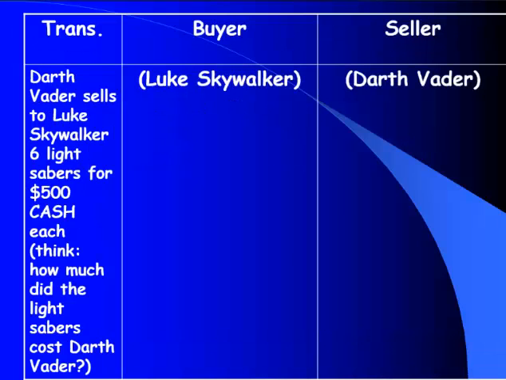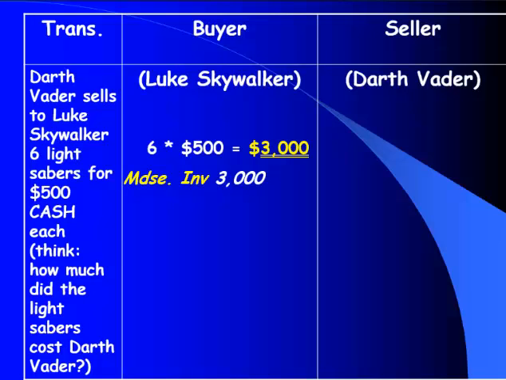Darth Vader sells to Luke 6 lightsabers for $500 cash each. Let's be Luke first. We're going to buy 6 lightsabers, pay $500 cash each. What do I have more of? I have more inventory. Inventory is an asset, and assets go up with a debit. So I'm going to make a $3,000 debit to merchandise inventory. What do I have less of? I have less cash. That's an asset, and it goes down then with a credit.